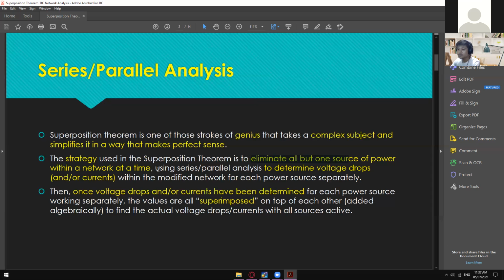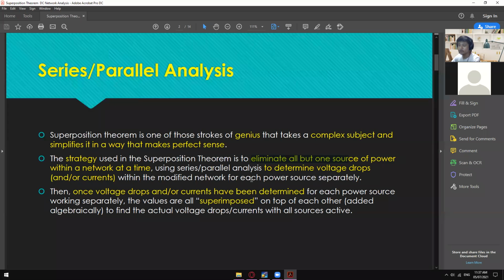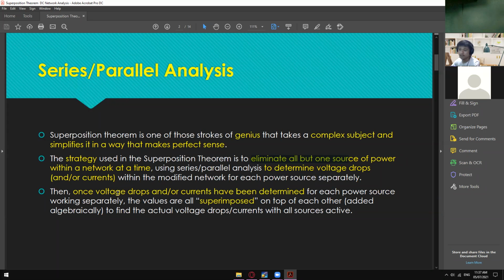Okay. So using series or parallel analysis to determine voltage drops and/or currents within the modified network for each power source separately. Then once voltage drops and/or currents have been determined for each power source working separately, the values are all superimposed on top of each other, added algebraically to find the actual voltage drops and currents with all sources active. So after solving everything, after having all the individual currents, all the individual voltage drops, you can now combine those individual sets that you have just solved. So once you have combined them, we call that one superimpose. Okay, so you can add them algebraically, depending on the flow of current, depending on the polarity.